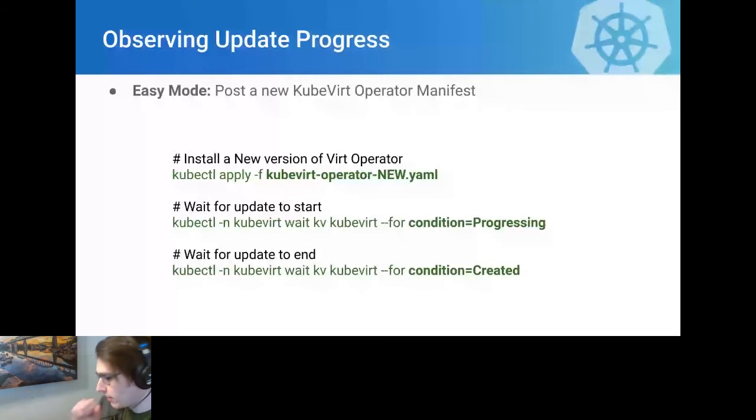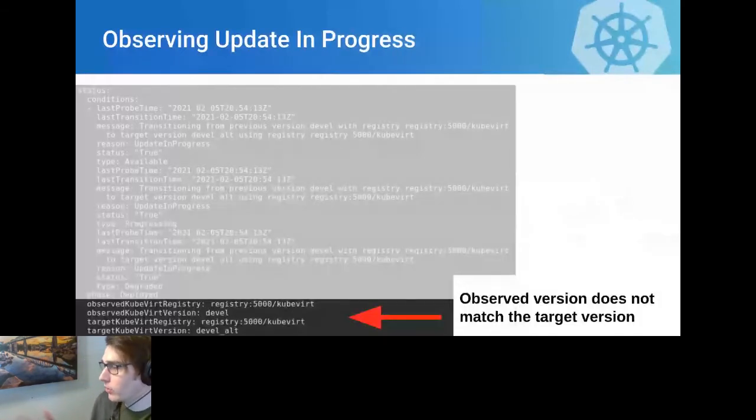So if you're actually looking at the KubeVirt custom resource's status, you can see progressing is going to be set to true. Again, we have a reason there. It's going to say update in progress. That's telling us that we're transitioning to a new version or a different version of KubeVirt. We're going to see something new here. The observed version of KubeVirt does not match the target version in our KubeVirt custom resource status. So that's telling us what the last version was that was installed and where we're headed. So it's telling us that a transition's taking place, and this is what we're transitioning to.